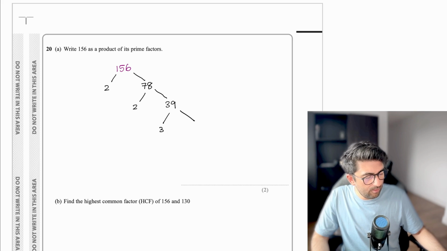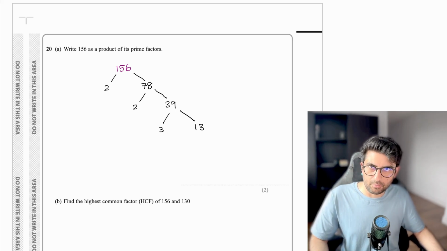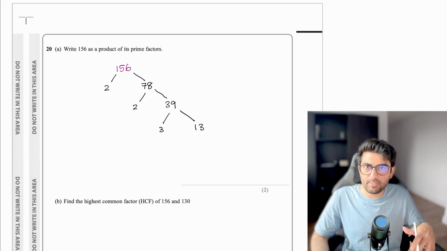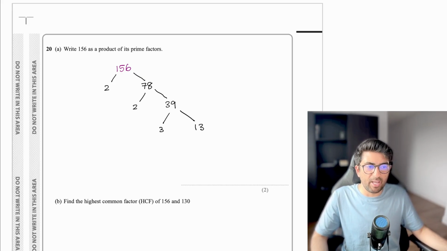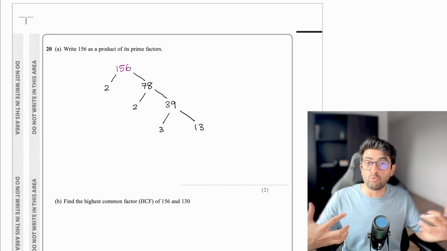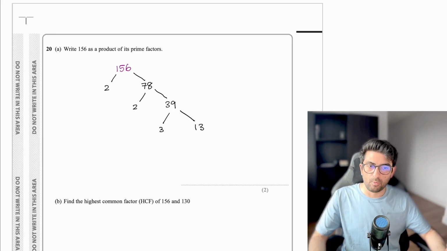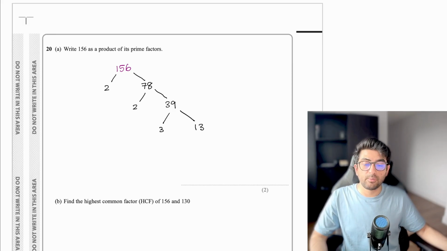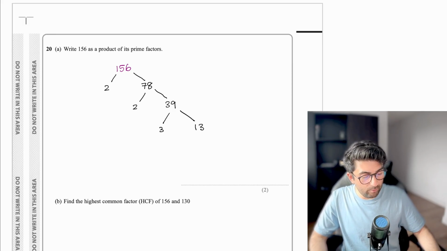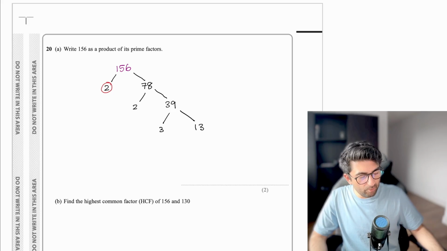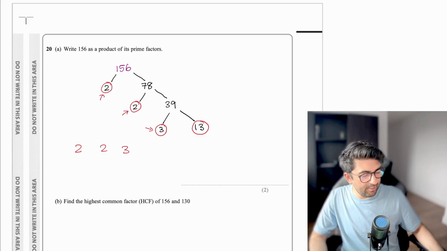That makes 13. Okay, can we continue this? Now, I think every branch ends in a prime number, so there's nothing to continue. So that's the aim of the game here, is to keep branching until you reach prime numbers, and you can't branch anymore. So now what we need to do is find all these prime numbers and multiply them together. So this one is a 2, this one is a 2, this one is a 3, this one is 13, and now we need to multiply them all together.